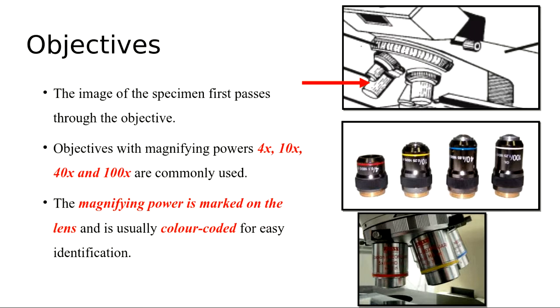What is the use of the objective? The image of the specimen first passes through the objective. The magnifying power is marked on the lens and is usually color coded. 4x is red, 10x is yellow, 40x is blue, and 100x is white. So these are the color codes of the objectives. And in the lowest figure, you can see how they are fixed to the microscope with various colors.